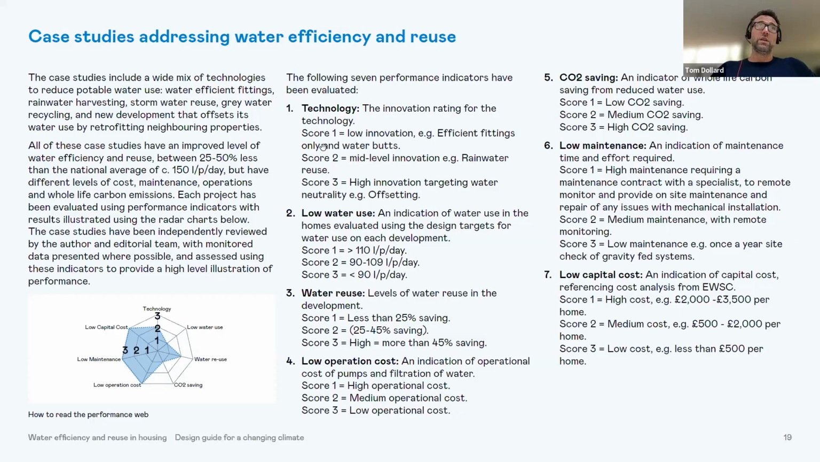So 1, 2, 3, with a score of 1 being low and a score of 3 being high. So you can see that each case study has quite a quick way of evaluating, or at least seeing, how it's performing, at a very high level. That's the downside of this, but it's a way of evaluating how well it's performing across these metrics. A lot of this has come from as-built data. Some we haven't been able to get as-built data for, so we've highlighted in each case study where we've got monitored data or where it's just design data.